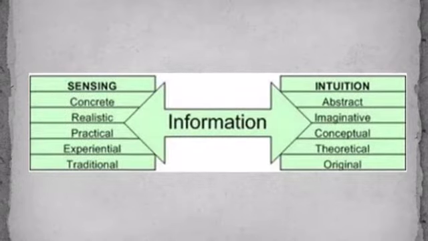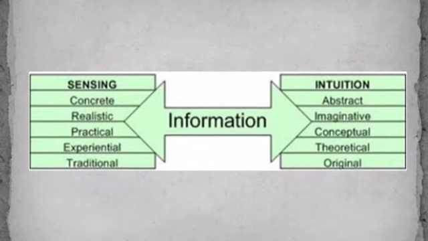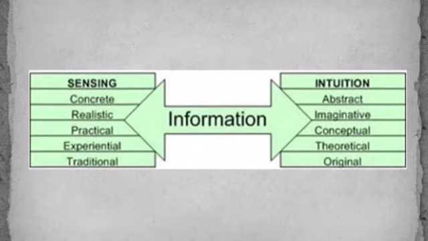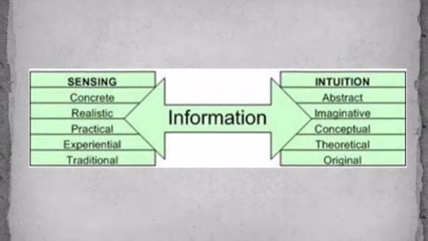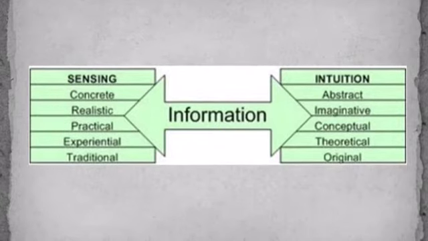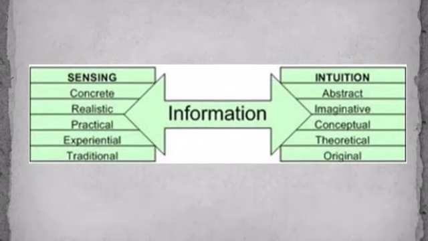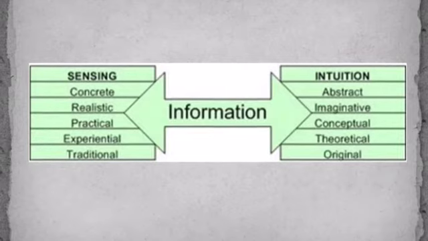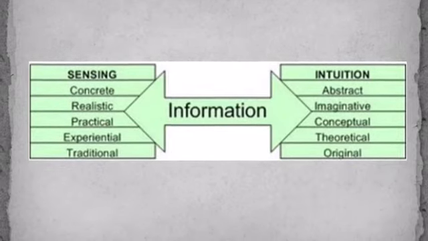Information. You would be categorized as either a sensing type or a person who would look at information based on intuition. If you need to be more hands-on with information, for example, presented with concrete information, you would fall under the sensing category. If you are someone that goes off original thoughts or theories, you are based in the intuition category.